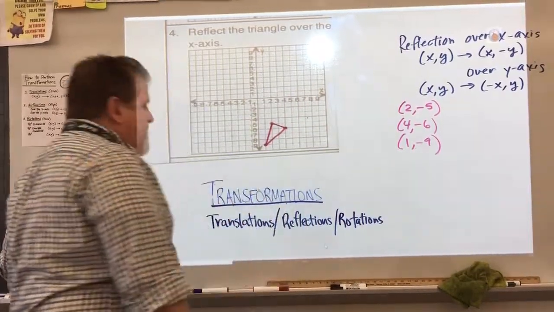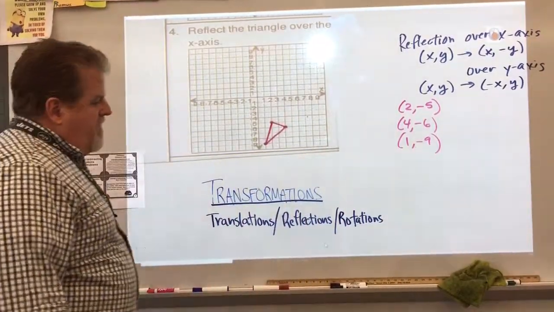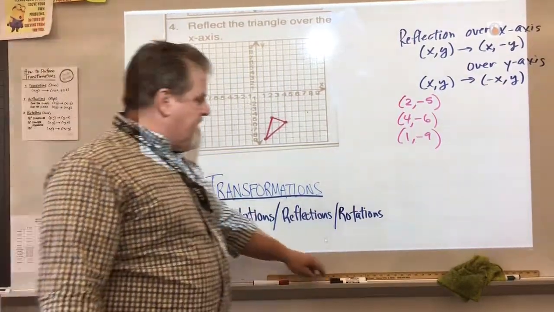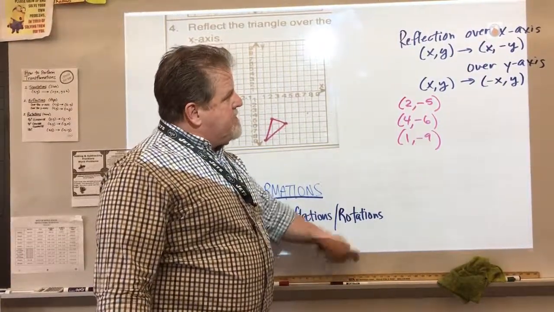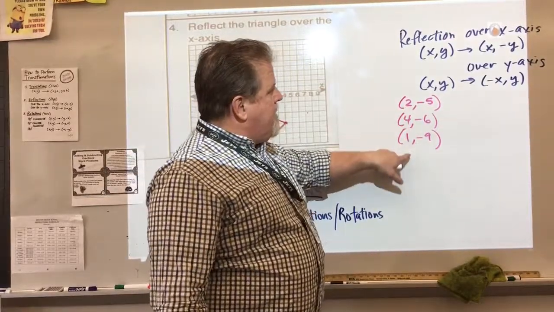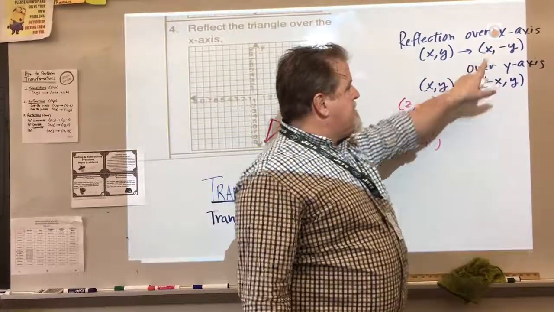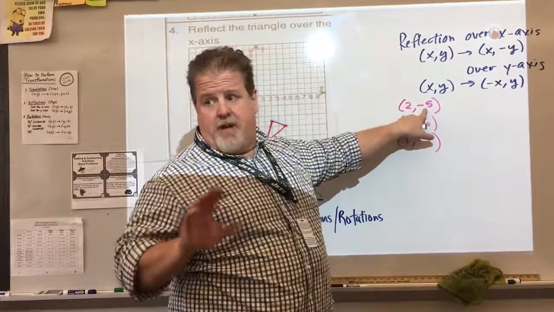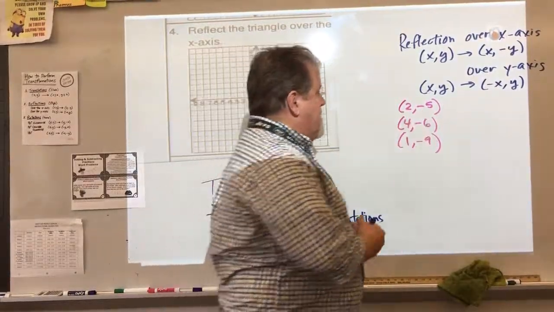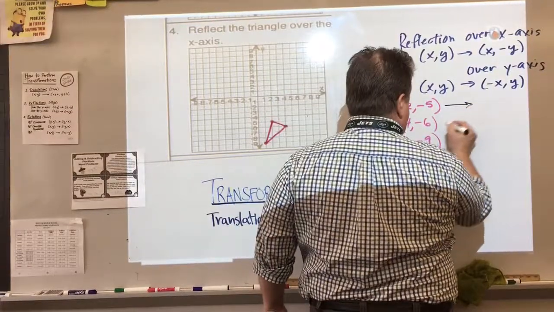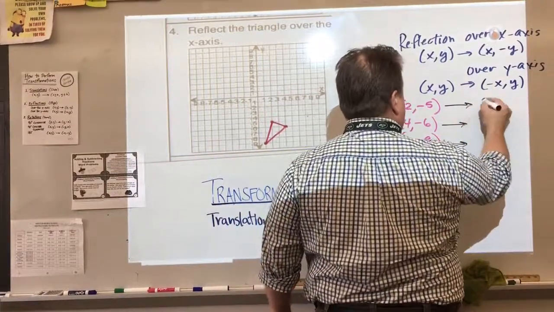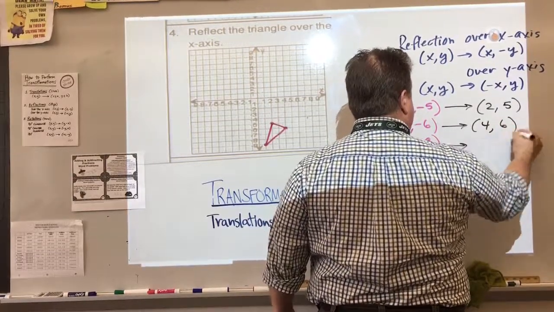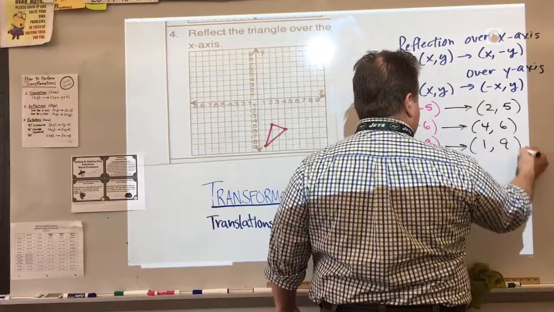Okay. Now let's see. We're asked here to reflect this over the x-axis. So that means whatever the x, y values are, we're going to keep the x's, and we're going to turn the y values negative. In other words, if they're already negative, they're going to become positive. So these values are going to shift to (2, positive 5), (4, positive 6), and (1, positive 9).